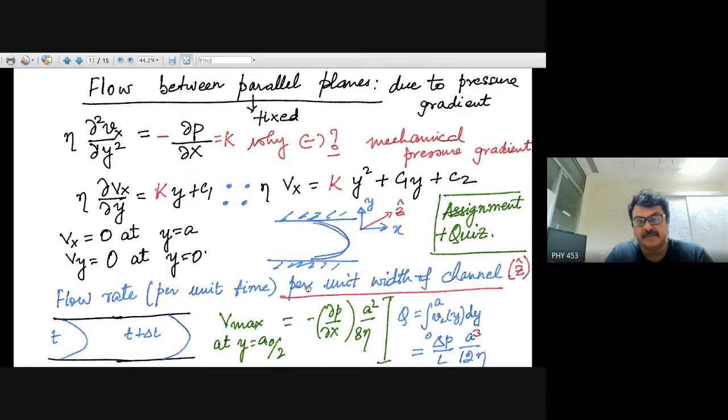How to get it? Please use the boundary conditions and figure it out. You can calculate that the Vmax will be at the center of this flow, at y equal to a0 by 2, and its value will be del p del x, or this k value, a square by 4 eta.